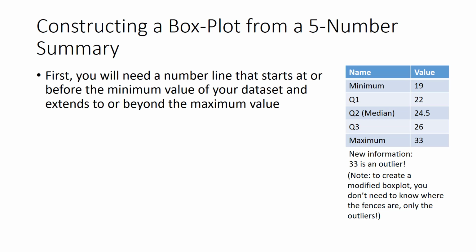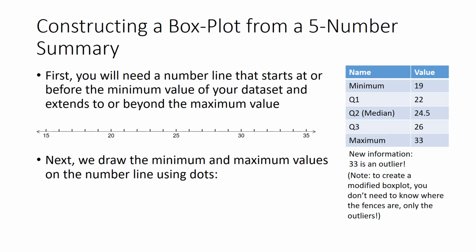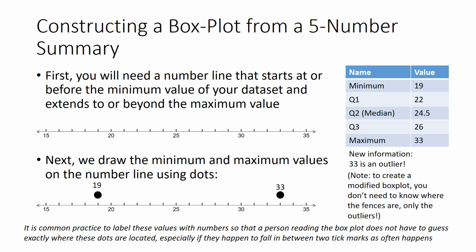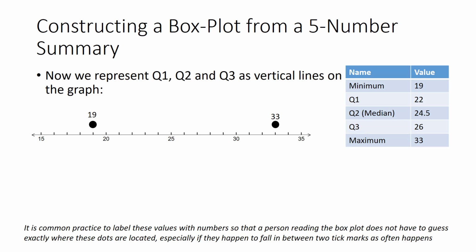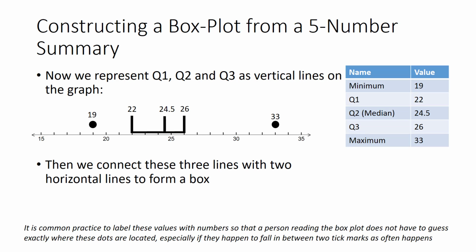So, just like last time, we're going to need a number line that starts at or before the minimum value. Then, again, we're going to draw the minimum and maximum values on the number line using dots. And again, it is common practice to label these so that a person reading your box plot doesn't have to guess where exactly these values lie, especially if they land in between tick marks on your number line. Now we need to represent Q1, Q2, and Q3 as vertical lines on the graph. And then we connect these 3 lines with 2 horizontal lines to form a box.